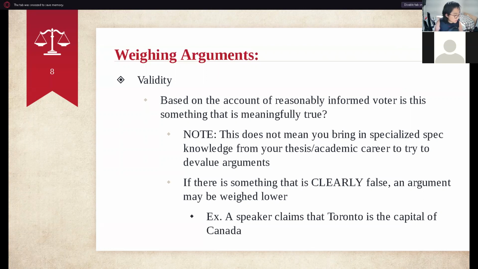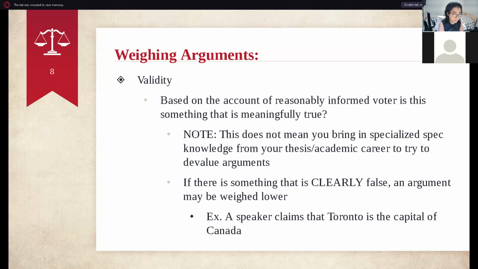Notably, this does not mean you bring in specialized knowledge from your thesis or academic career to try to devalue arguments. This goes into the idea of not being interventionist. What it means is you want to evaluate what impacts were claimed by each team and how well each team proved those impacts to exist or not exist. That's what we mean by assessing teams based on validity: how true they are, and whether or not they've sufficiently proven an impact to actually take place.